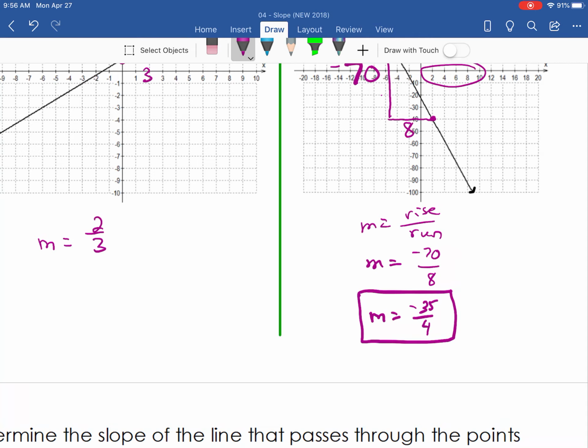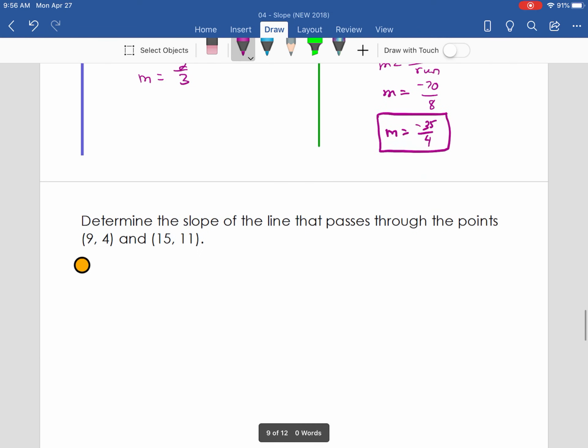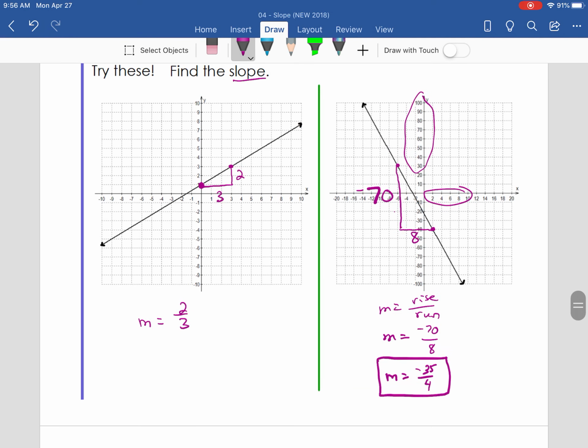How did I do? M equals negative 35 over 4. Good. And I notice I didn't go to mixed form here. I didn't go to decimal here. We're actually going to like it just like this. And as the lessons proceed, you're going to see why slope just like that, in improper form, is great for us.